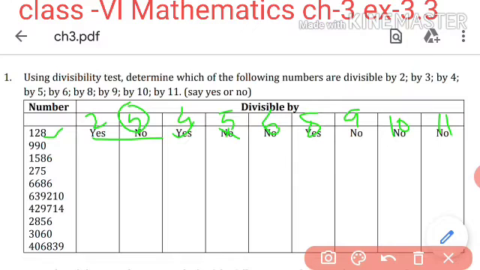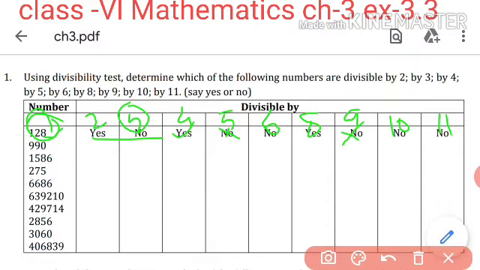Now for 9, what is the divisibility test? You have to add the alternate numbers and take their difference. Now alternate numbers means what? 1 and 8 and 2. So 1 plus 8 is how much? 9. 9 minus 2 is how much? 7. Now 7 is not divisible by 9. The divisibility test for 9 is what? You have to add all the digits. If you add all the digits, you will get how much? 11. Now 11 is not divisible by 9, so it will be no.